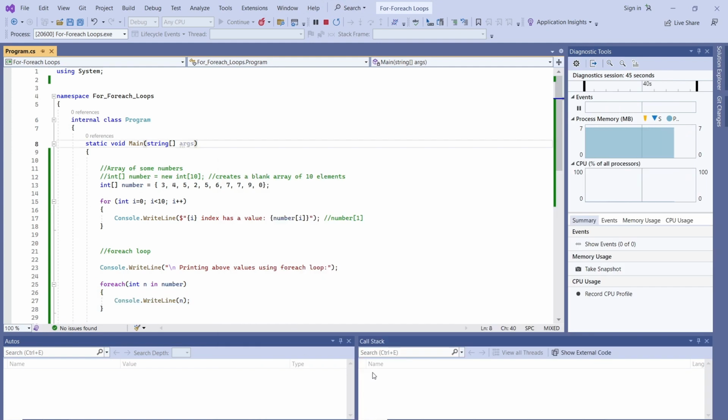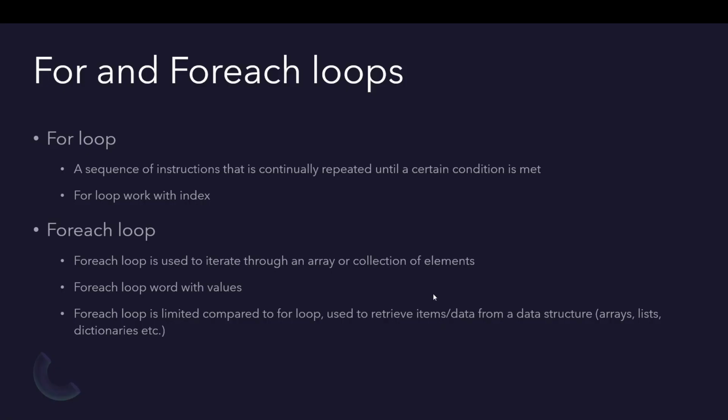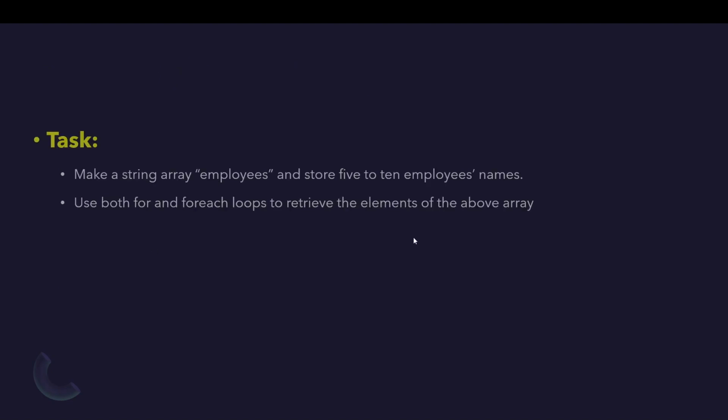Based on this, let me give you a small task. If you understood these two loops, which I demonstrated from that code, can you please create an array of type string and store 5 to 10 employees' names in it? Okay, and then use these two loops, for loop and foreach loop, to retrieve those elements from the array. Once you are done with this, please write your code in the chat. Thank you.